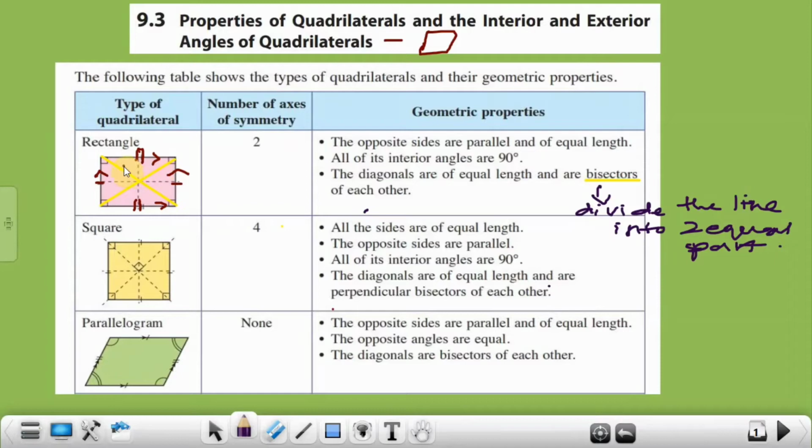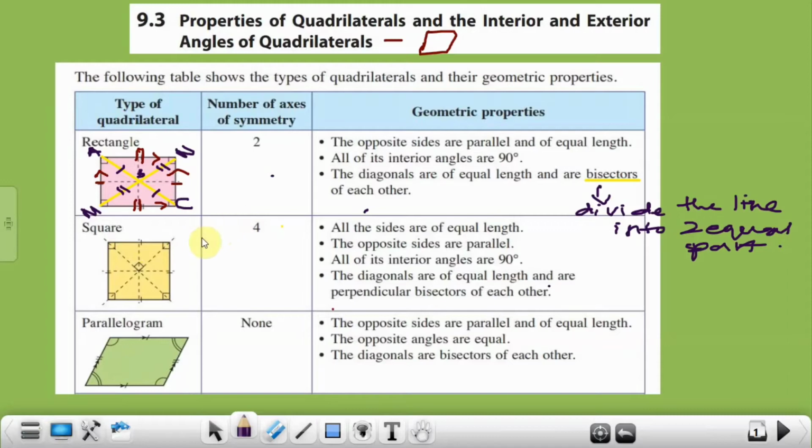So this one A to B, and we have another one C. So A to B will have the same length as B to C. Okay, same goes if we have this one is M. M to B will have the same length as B to N. Okay, so that's what it means by bisector of each other. Okay, so the second type of quadrilateral is square.